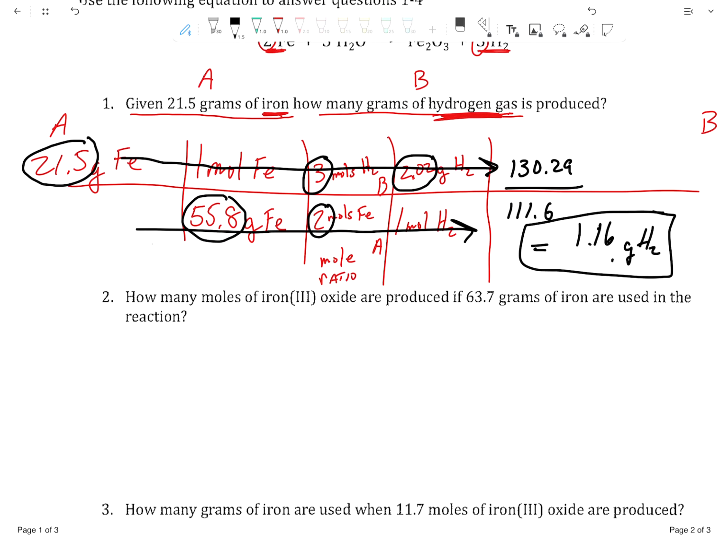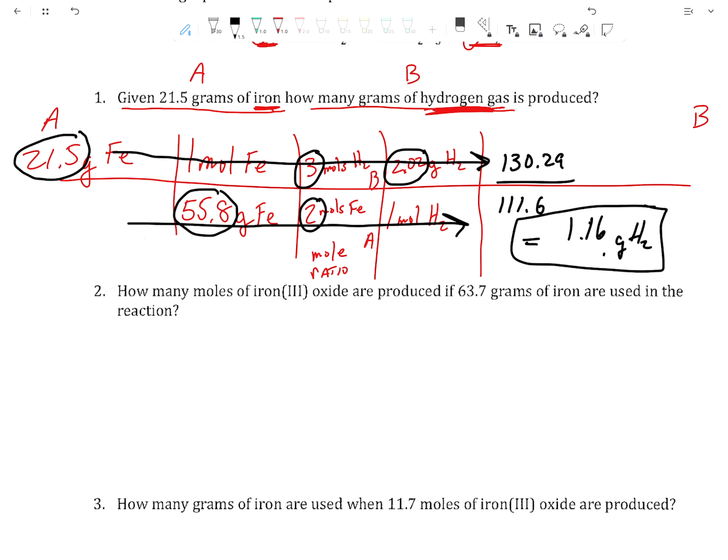Let's do another one. This one is how many moles of iron 3 oxide are produced if 63.7 grams of iron are used in the reaction. So how many moles is what we're trying to find? That's always going to be our B. So grams of iron is going to be our A. That's what we already know we have.